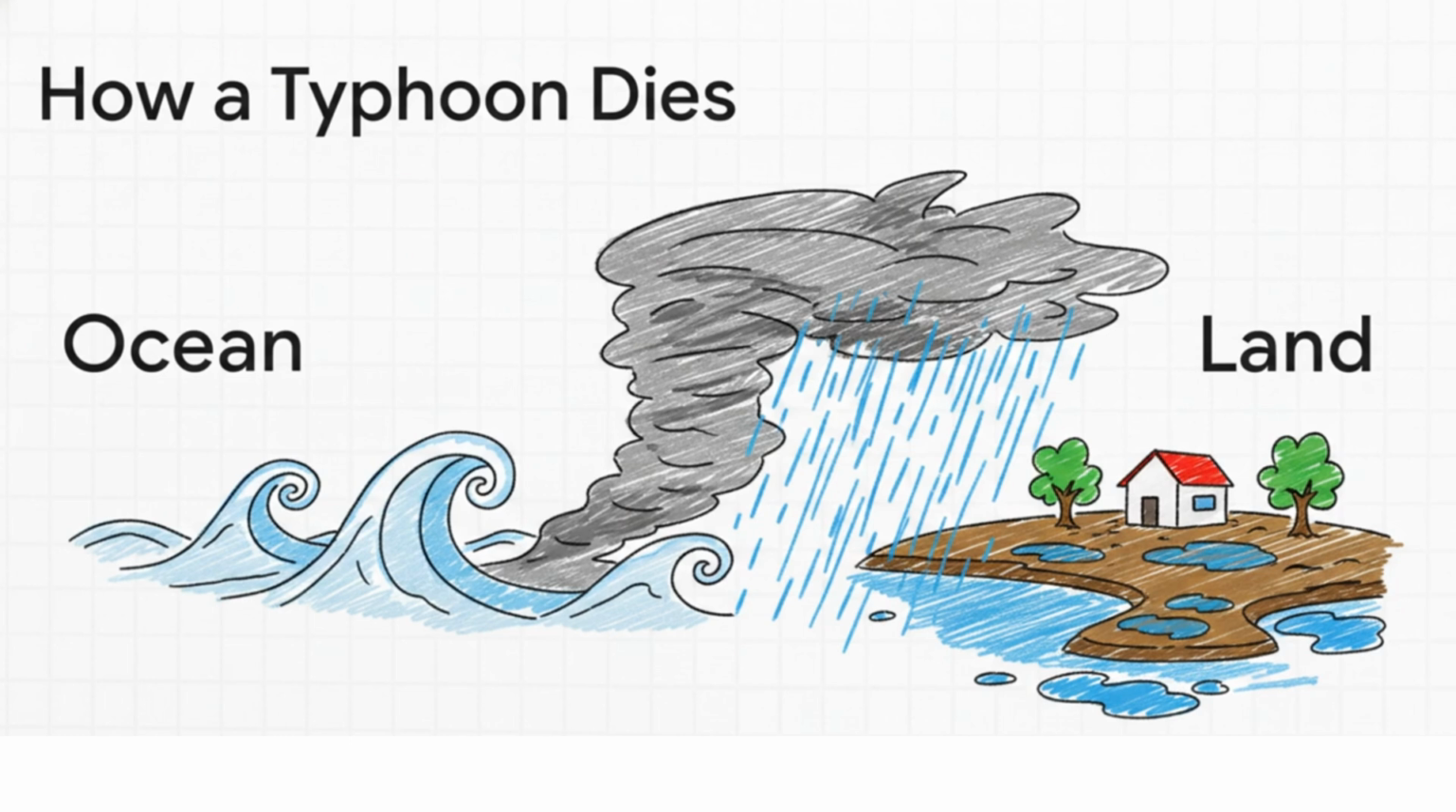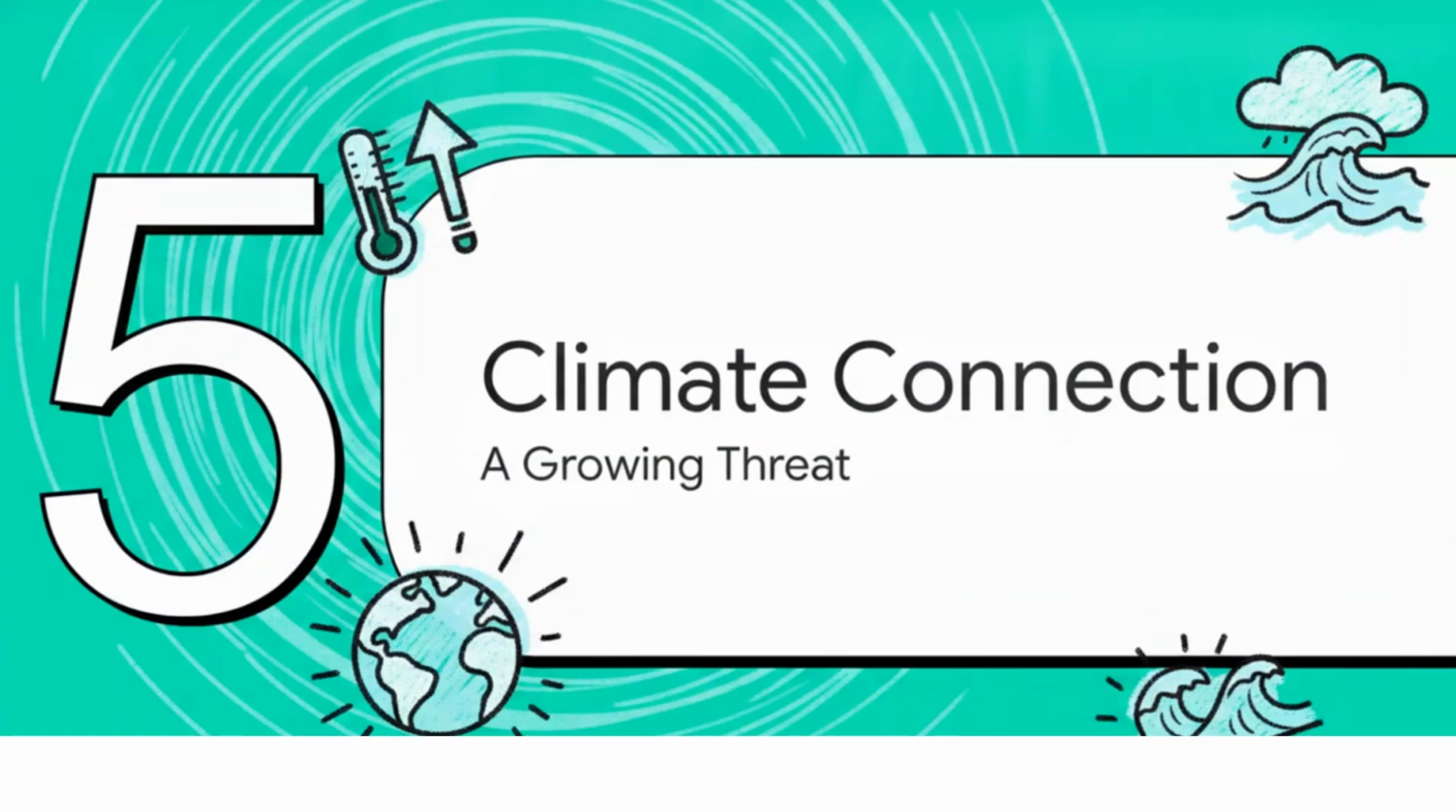Now, a quick warning, even in this decayed state, it is crucial to remember they can still dump immense, deadly amounts of rain, causing massive floods and landslides. And sometimes, if they move far enough north, they can even transform into massive extratropical storms, bringing severe weather well outside the tropics. Finally, Part 5, the climate connection.